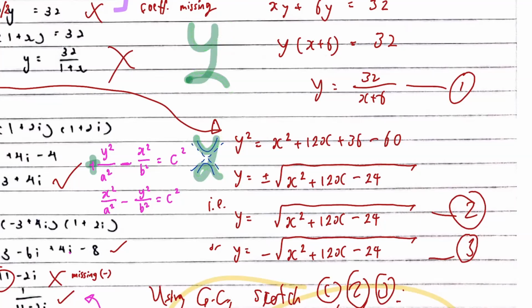Then positive x squared means that you have an x shape, so it's the other way around. You've got the two oblique asymptotes, and then you've got the curves, like this.